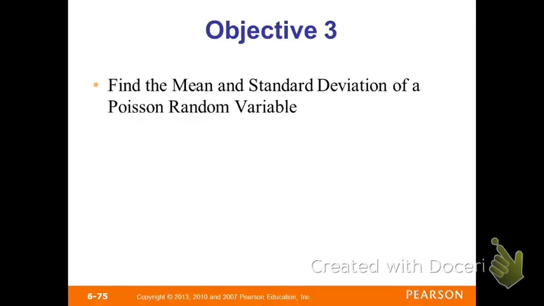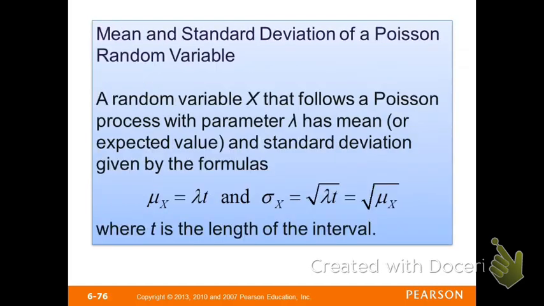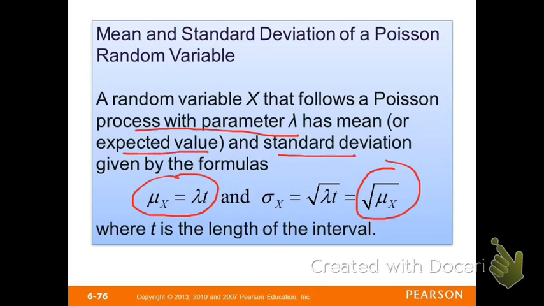Okay, so objective 3 is find the mean and standard deviation of a Poisson random variable. So, oops, let me go back one. As I mentioned before, mu is equal to lambda t, and the standard deviation of the random variable x is equal to the square root of mu. So once you find mu, it's easy to find standard deviation. You just square root the mu. So a random variable x that follows a Poisson process with parameter lambda has a mean, or expected value, and standard deviation given by these formulas, where t is the length of the interval.